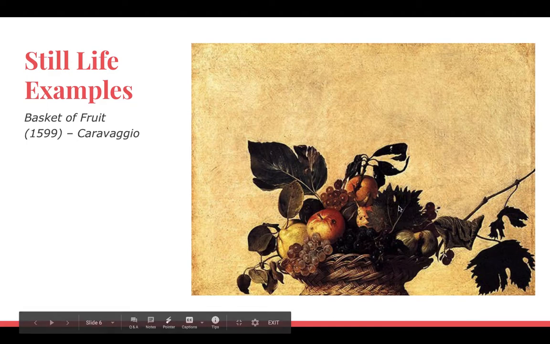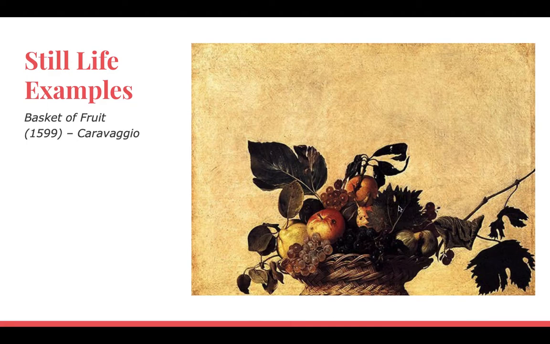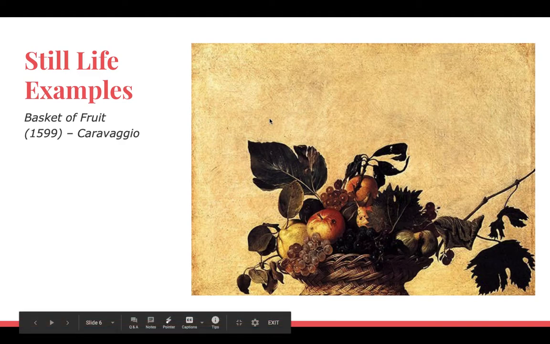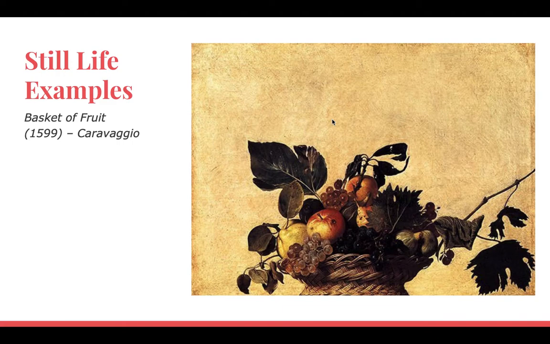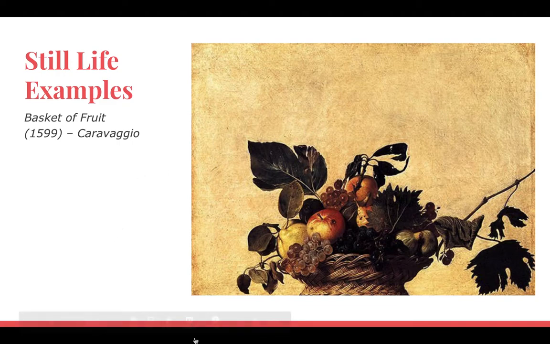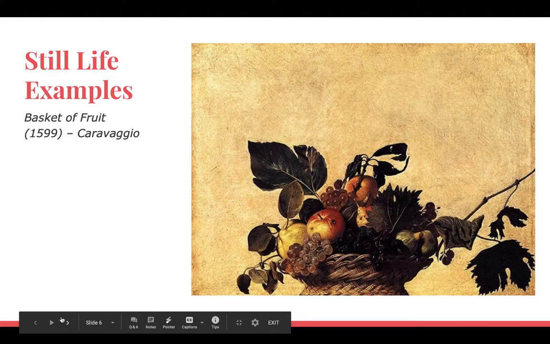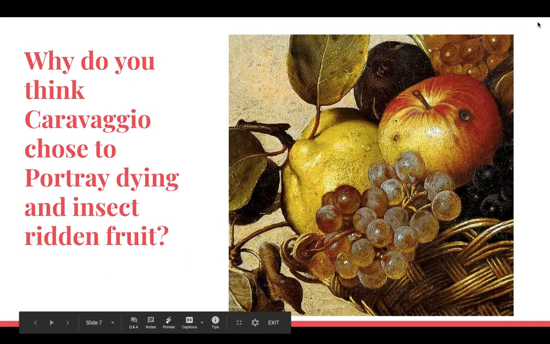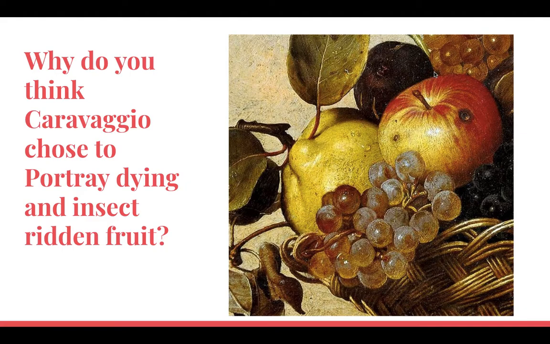And it's a beautiful arrangement, but everything is slightly dying. Nothing looks perfect, and it looks like insects have started to destroy the fruit. So I want you to think about that for a second and look at the pictures and just think about why would Caravaggio choose to portray dying and insect-ridden fruit instead of a beautiful arrangement of fruit or flowers?